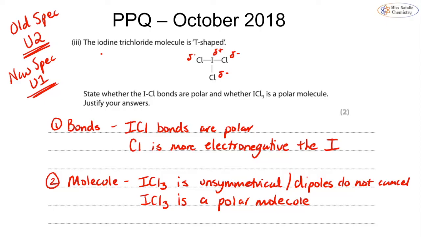If you simply say the bonds are polar and the molecule is polar, that does not give you the marks. You have to state why. So the bonds are polar because there's a difference in electronegativity. The molecule is polar because it's not symmetrical, or the polarities or dipoles do not cancel.